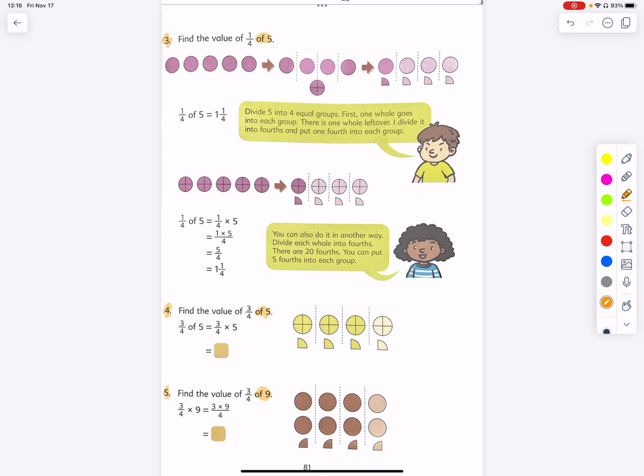We're looking for 1/4 of 5. We're looking for 3/4 of 5. We're looking for 3/4 of 9. Let's take a look at how we do this.